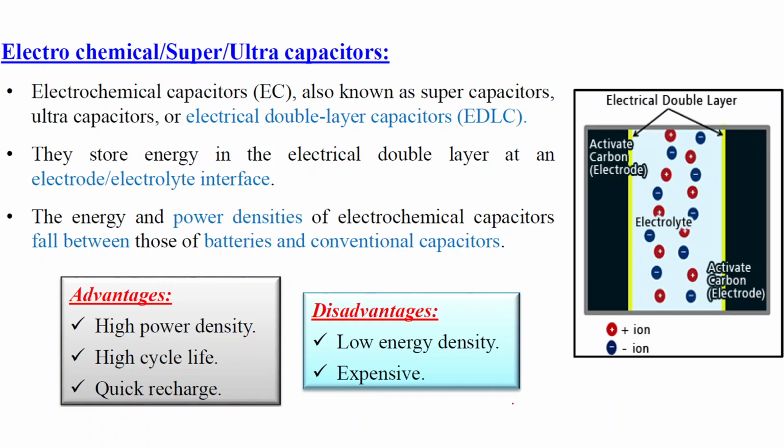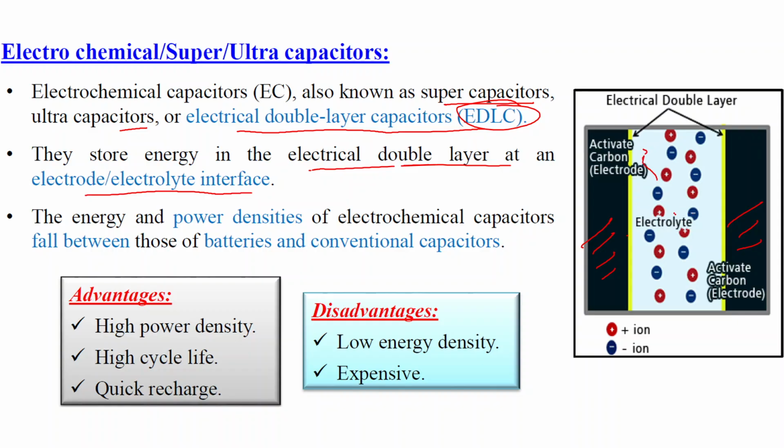Next type of energy storage devices are the electrochemical supercapacitors or ultracapacitors. Electrochemical capacitors are also known as supercapacitors, ultracapacitors, or electrochemical double layer capacitors, which is famous by the name EDLC. They store energy in the electrical double layer at an electrode-electrolyte interface. Basically, it has one electrode, this is anode, this is cathode, and this is the electrolyte, which consists of various ions. So it stores energy at the interface of the electrode and electrolyte.